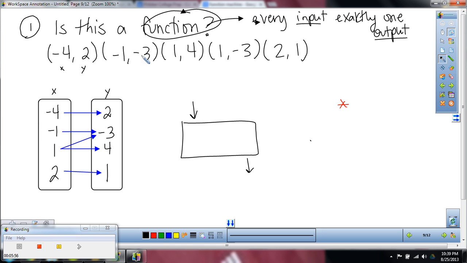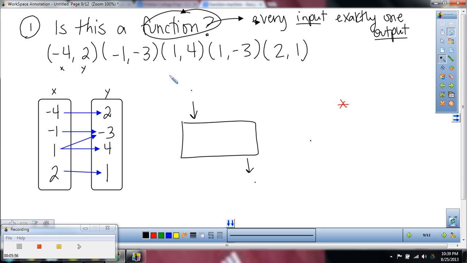-1 to -3. So -1 goes to -3. My input has exactly one output. So -1 gives me just -3. That's okay. So let's check my next ordered pair.